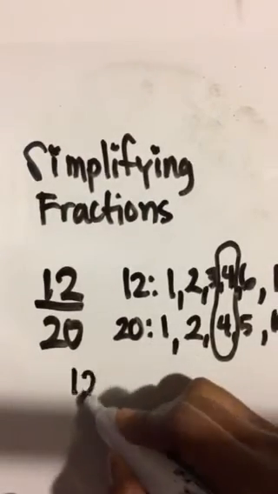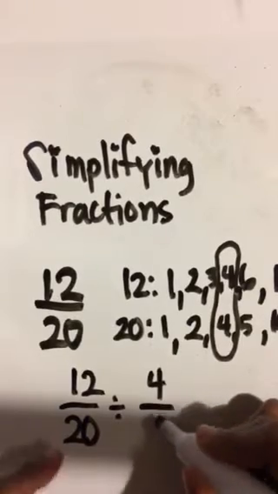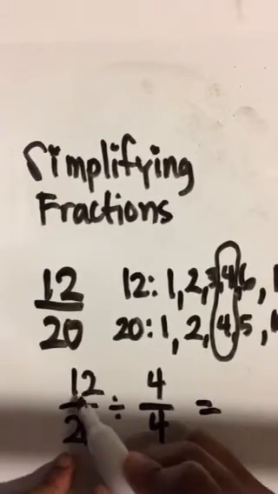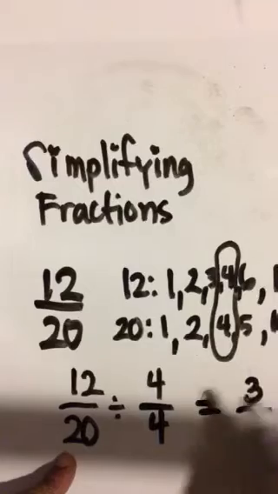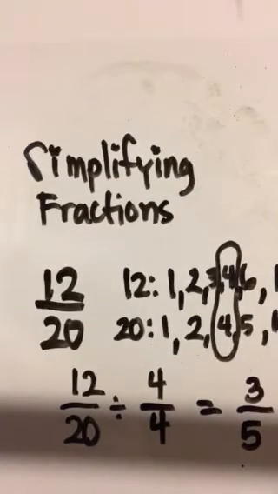So we're going to do 12 20ths. We're going to divide 12 by 4, and we're going to divide 20 by 4. 12 divided by 4 is 3, and 20 divided by 4 is 5. So the simplest form of 12 20ths is 3/5.